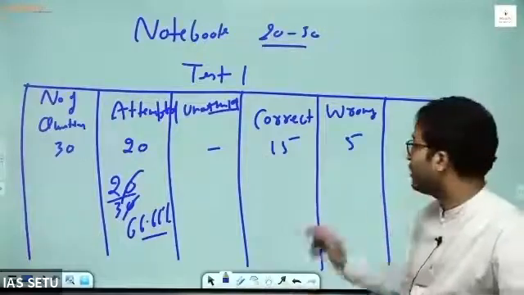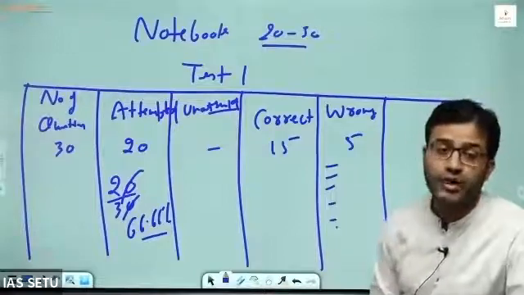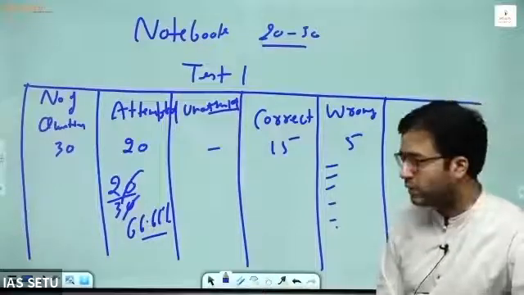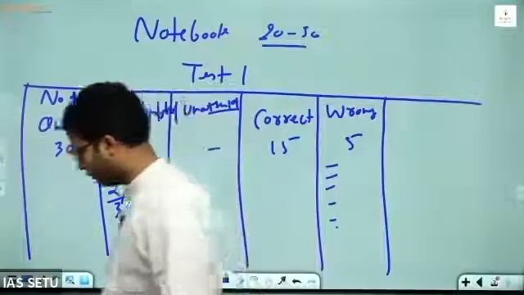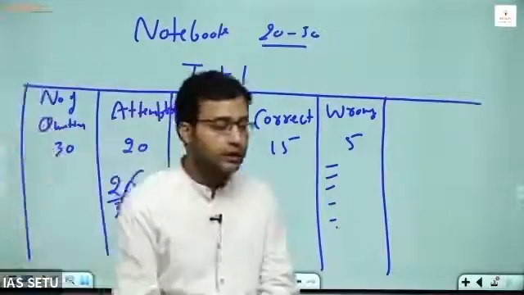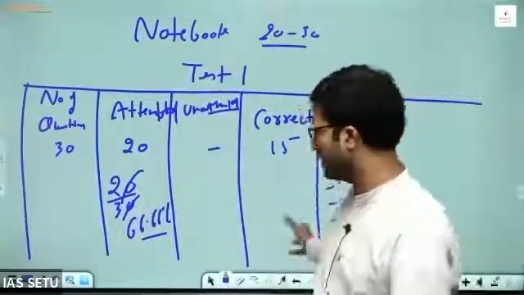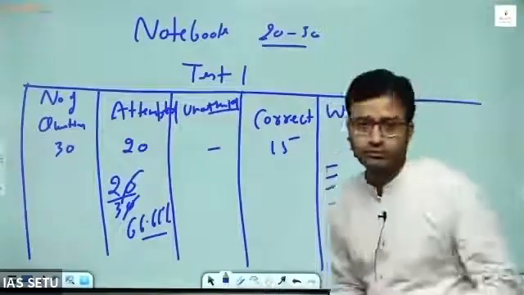But what is important here is that you write about these 5 questions: what is the reason why you got them wrong? So you write, lack of revision. Like, I don't know this concept, I have not revised. So you write the reason why these 5 questions are wrong.